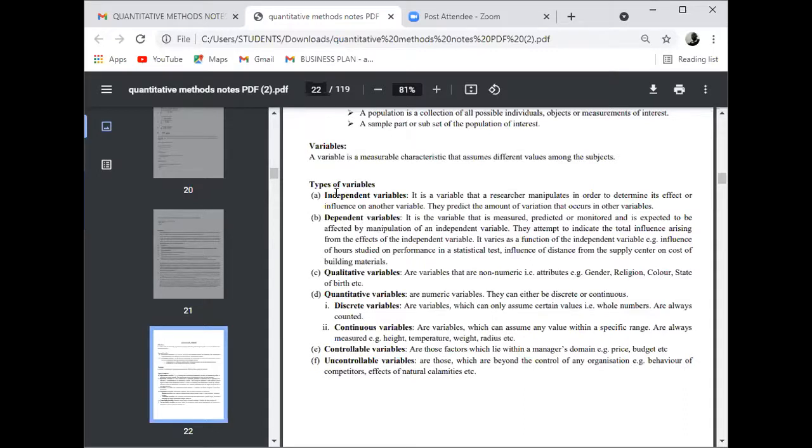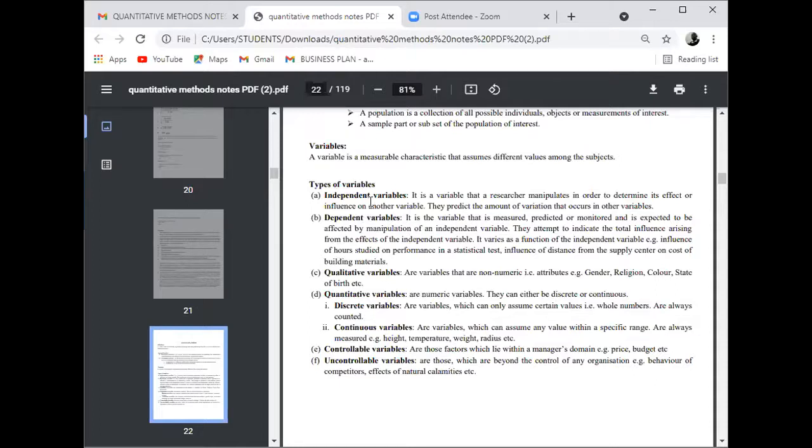So the independent variable is the variable that is being manipulated or adjusted. The dependent variable is the variable that is going to be affected by the adjustment that is made on the independent variable.